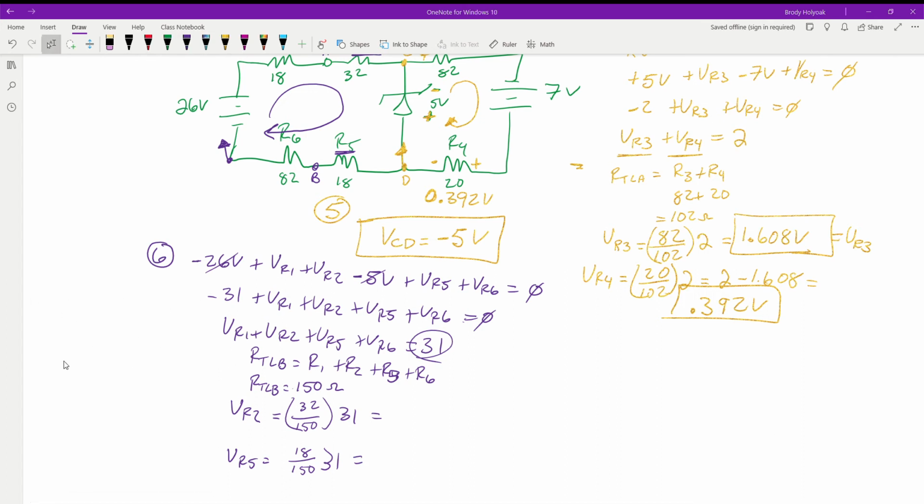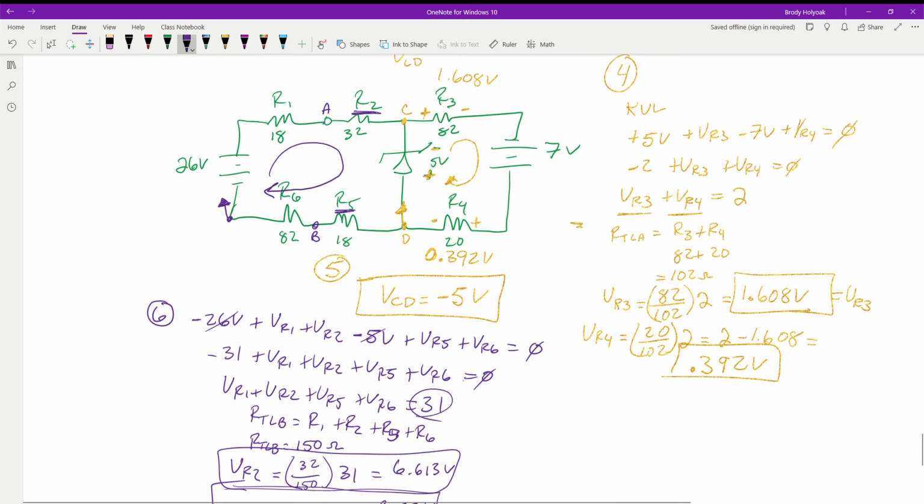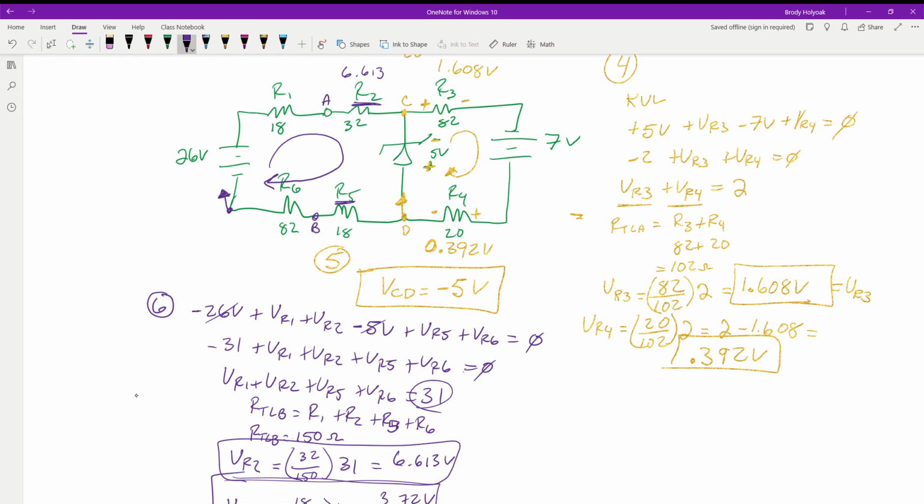So we get 32 over 150 times 31. And so we get a 6.613 volts. And on VR5, we get 3.72 volts. And again, those are the voltages of those two components. So 6.613 and 3.72 volts. Any questions so far?